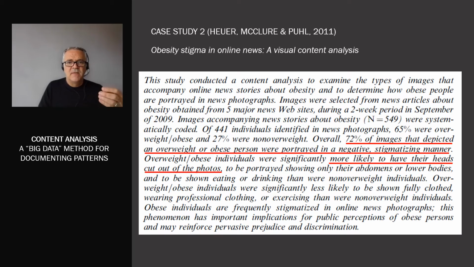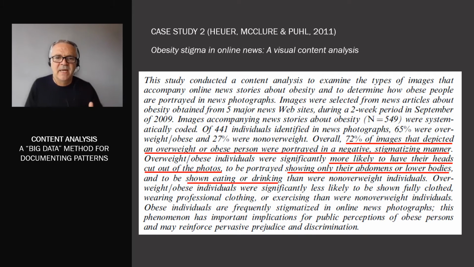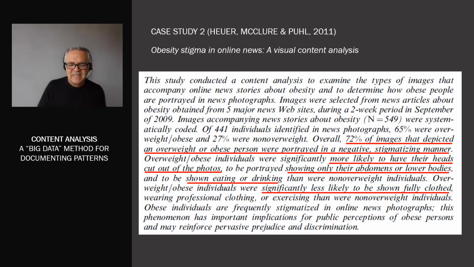Beyond this, the images were more likely to show people's heads, faces, or whatever cut out of the photo so that it was only their abdomens or their lower bodies which were shown. And people were also more likely to be shown eating and drinking. Meanwhile, and finally, people were less likely to be shown fully clothed and less likely to be shown wearing professional clothing.